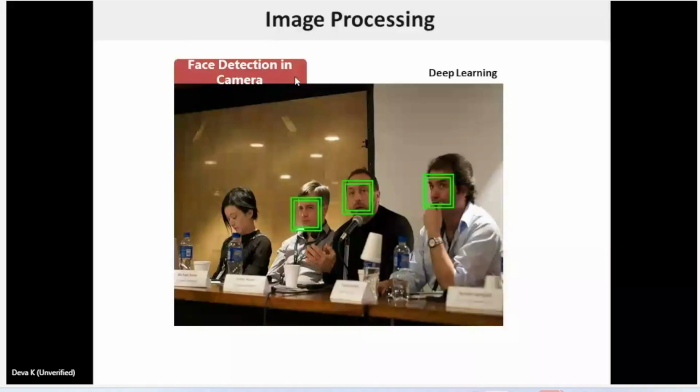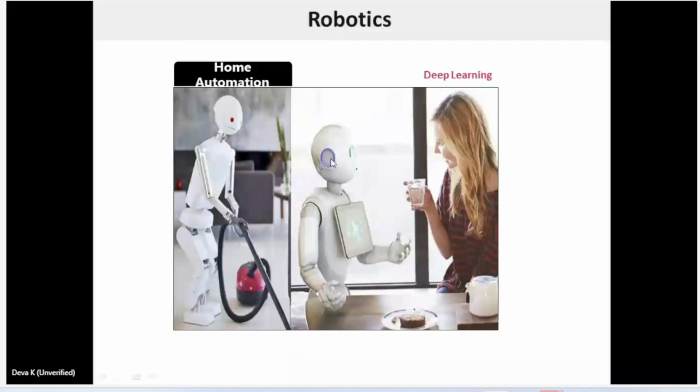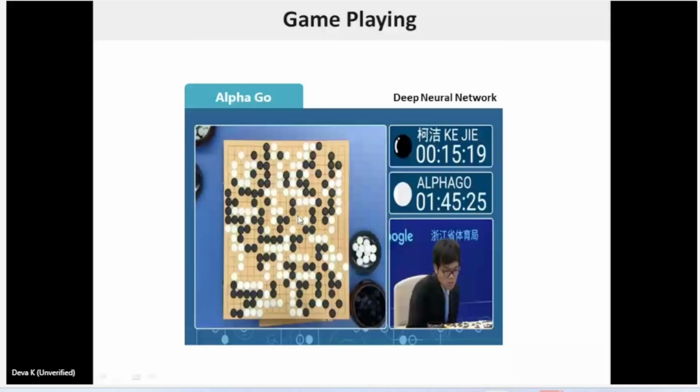With the help of deep learning and image processing, we are detecting faces. We can detect a human face in the camera and compare those things. Similarly, we use Google Maps for navigation. Robotics, as I mentioned, is deep learning, and it is another vast research area where you can learn many things and use more and more. Similarly, for game playing we use deep neural networks, and you can develop games related to this.